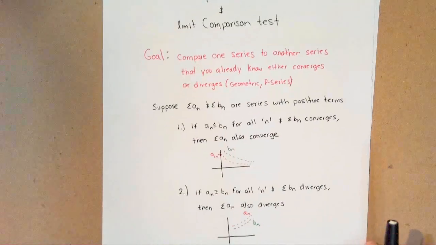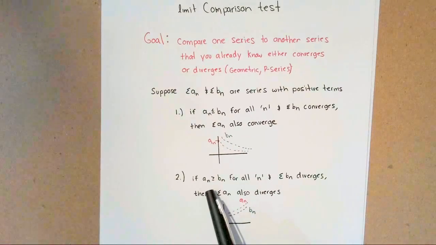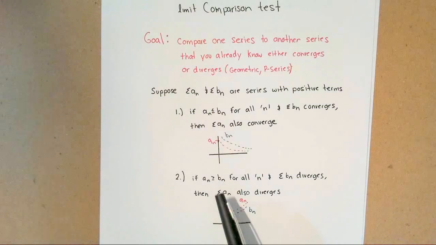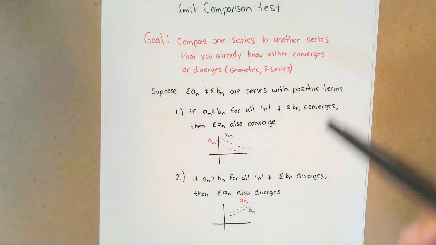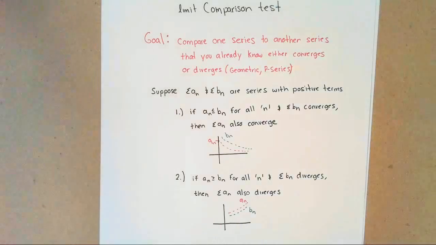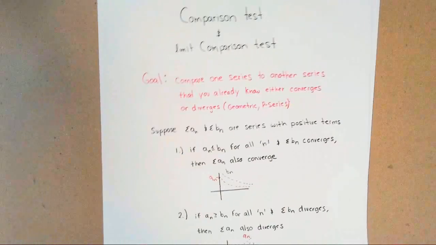And the same thing for the last case. If we find out that A of n is greater than B of n, and we prove that by accident, B of n converges, we have to now use the limit comparison test. So the limit comparison test is used when the comparison test fails. So let's go ahead and do an example.